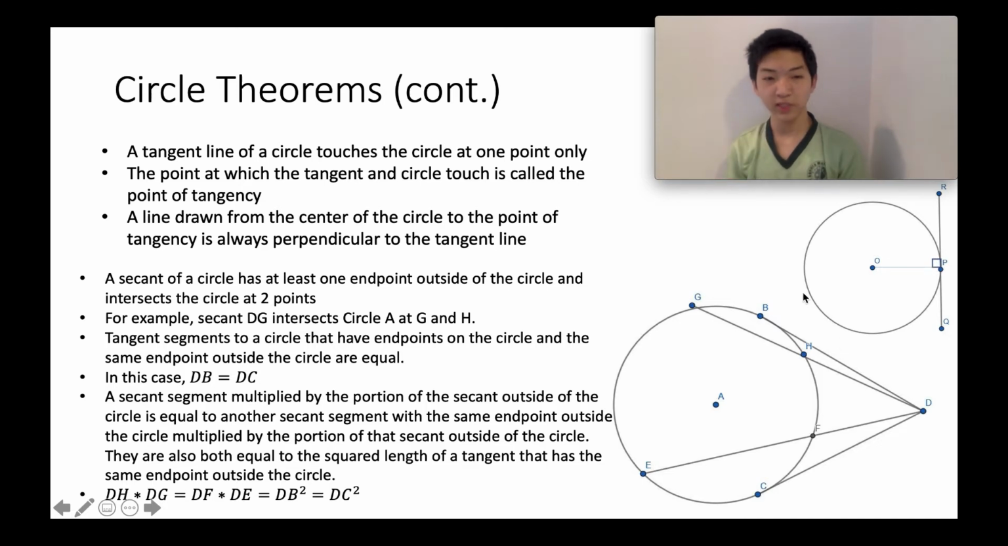So next we'll be talking about secants. A secant of a circle has at least one endpoint outside of the circle and intersects the circle at two points. So you can see here that two examples of secants would be DG and DE. They each start outside the circle and they intersect the circle at two points. GH for DG and EF for DE.